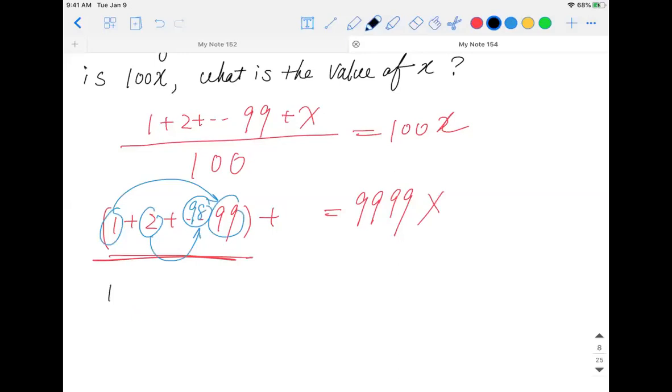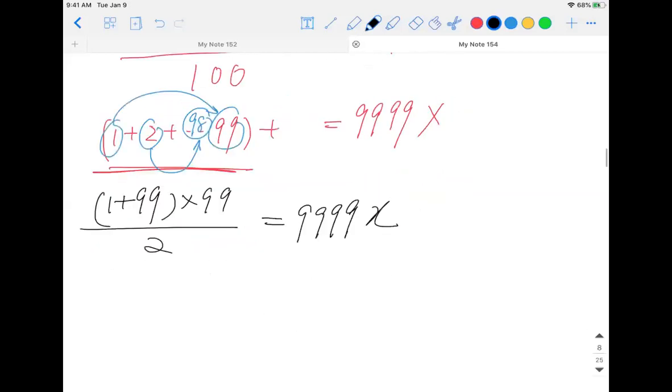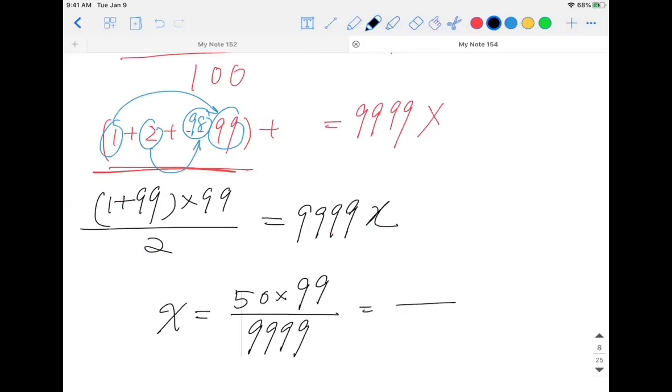1 plus 99. There are 99 terms and divided by 2. Right? This is quite understandable. You have 99 times 2, these groups, right? And this guy will be 9999x. So solve this equation. x will be 5 times 99 over 9999. So the right answer is 50 over 101.